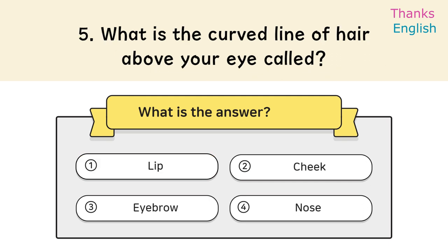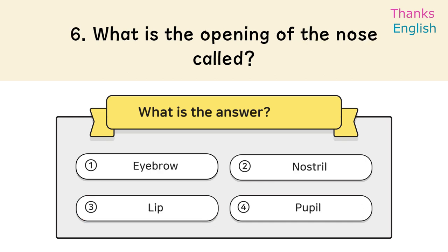5. What is the curved line of hair above your eye called? 3. Eyebrow. 6. What is the opening of the nose called? 2. Nostril.